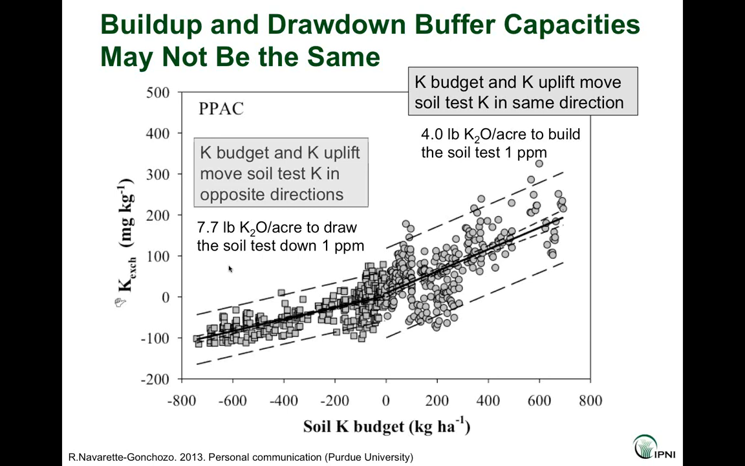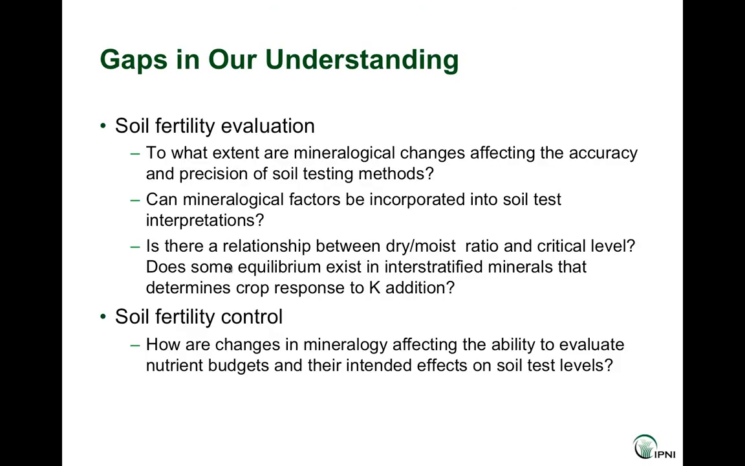Okay, so to end then with this last slide, this is to provide us with just a few of the many gaps that we have in our understanding. The first is, to what extent are the mineralogical changes that we're seeing, that when we add K, we could be shifting some of the mineralogy in the soils? How is that affecting both the accuracy and the precision of our soil testing methods? Can we do a better job of incorporating these mineralogical factors into our soil test interpretations?